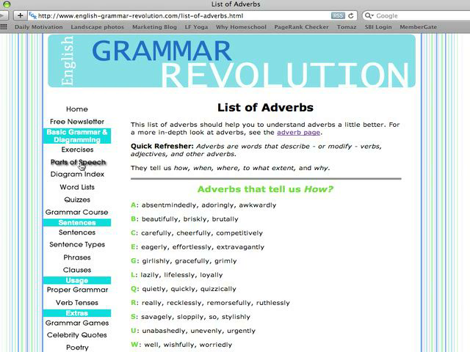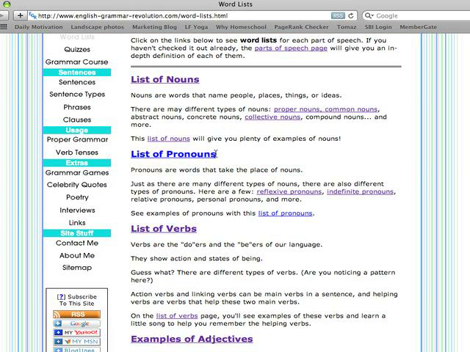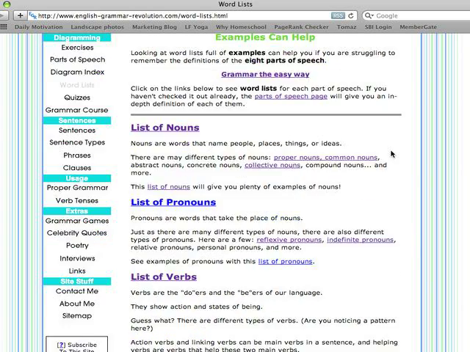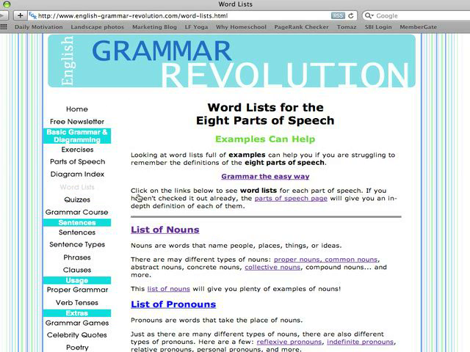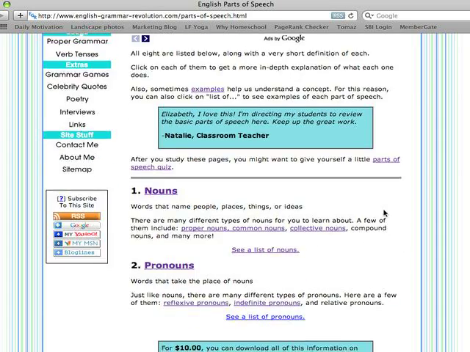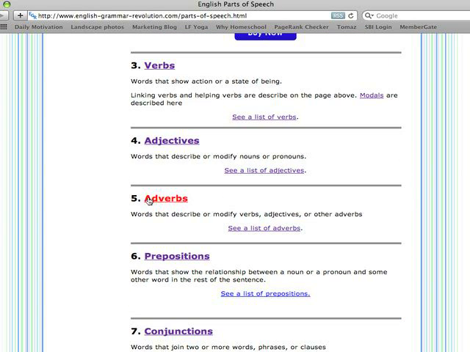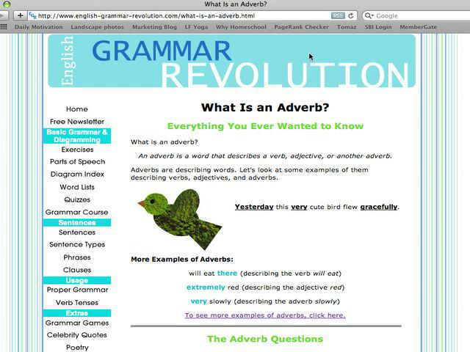If you want more information on adverbs and grammar, go to English Grammar Revolution, and you'll find in this nav bar over here a section called Word Lists. There you will find not only a word list of adverbs, but also all the other parts of speech: nouns, pronouns, verbs, all eight parts of speech. I also have a section on the parts of speech that gives you information about each of them. If you want to learn more about adverbs, I have a page called What is an Adverb? Right on that page I will tell you everything you need to know about adverbs.